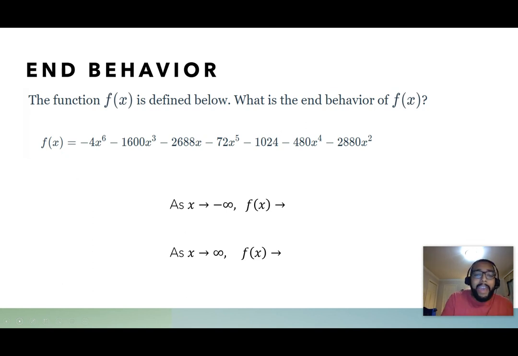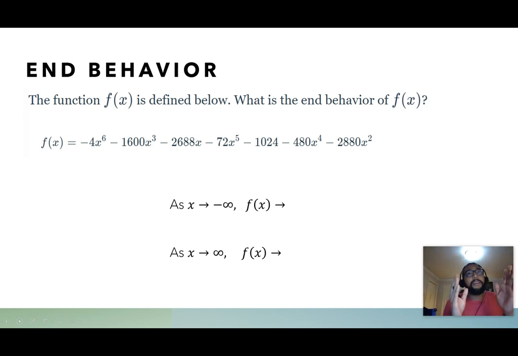I don't care about six of these terms. I only care about one of them. Remember, I only want to look at the highest degree, and from that highest degree, look at the leading coefficient. So in this crazy function here, find the highest degree. It happens to be negative 4x to the 6.